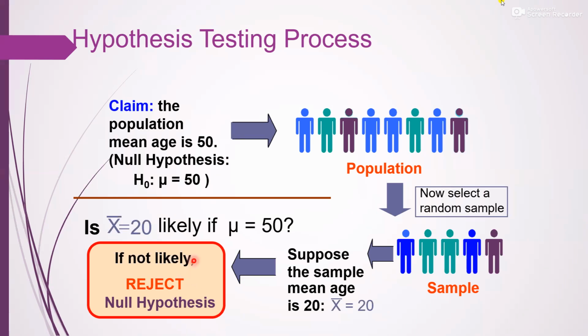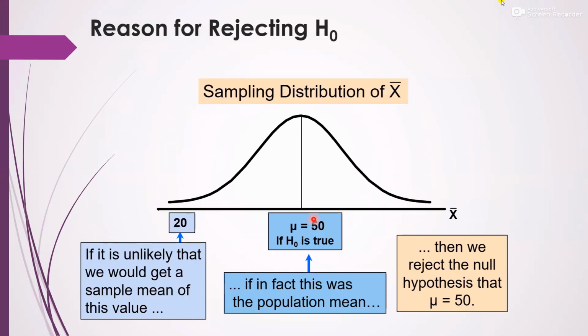So how can we decide whether this 20 is likely or not likely? That process is hypothesis testing, right? So for that, what are the likely values for x bar to say that mu is equal to 50? Now we have to find out what are the likely values for x bar to say the average age of the employees is 50. So we are taking the sampling distribution of x bar, right? For the sampling distribution, mu is equal to 50. And now it is 20.